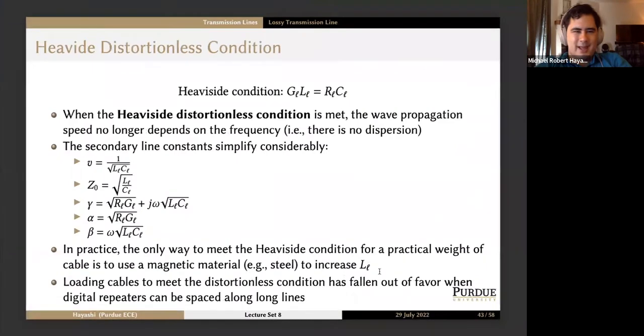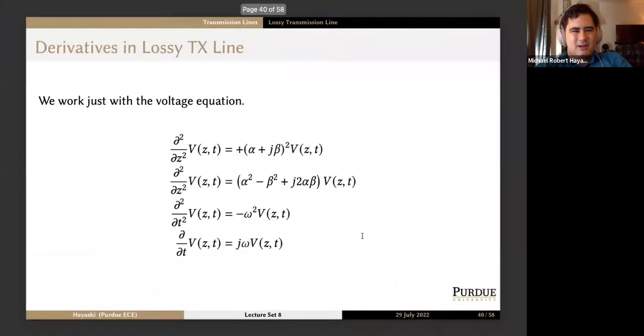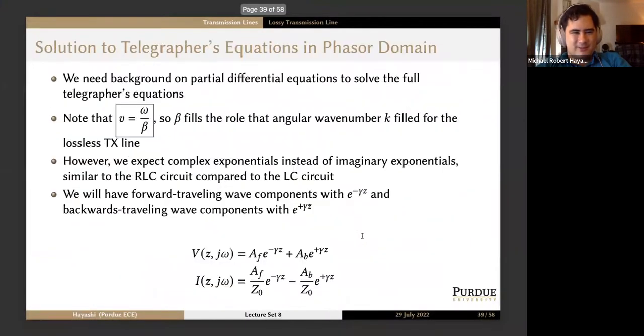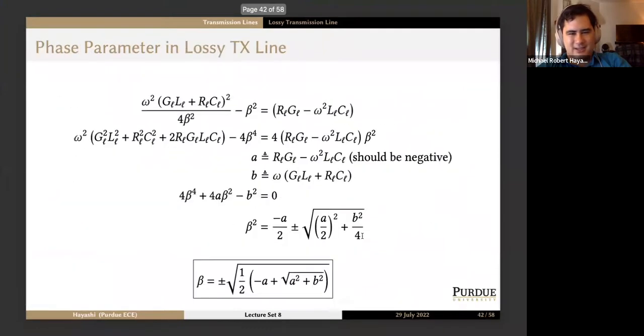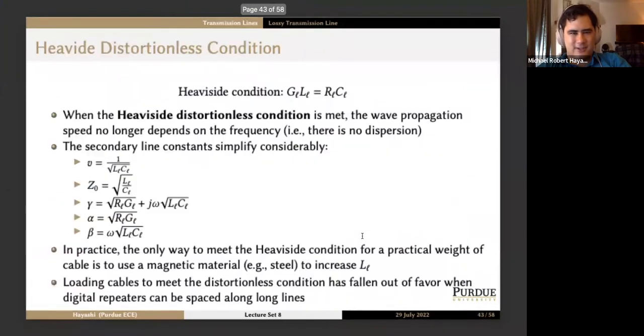No questions. Okay. So this is the general lossy transmission line from slide 38 until slide 42.